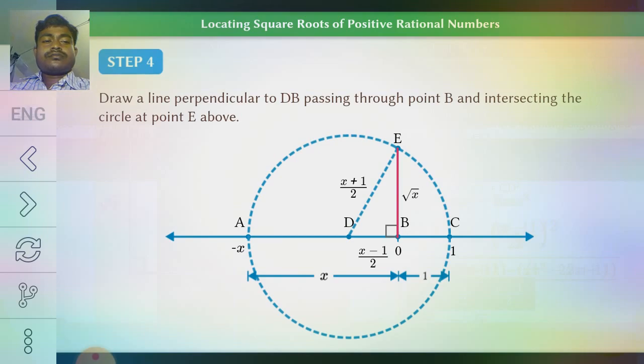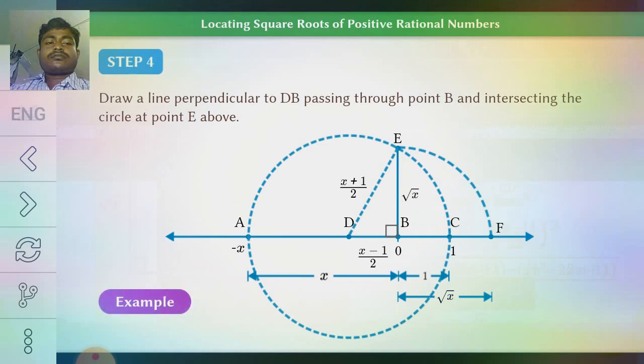With B as the center and radius BE, we can draw a curve in such a manner that it intersects the number line at the point F. Since BF is equal to BE, the point F represents the square root of x on the number line. Tap the button to understand this better with an example.